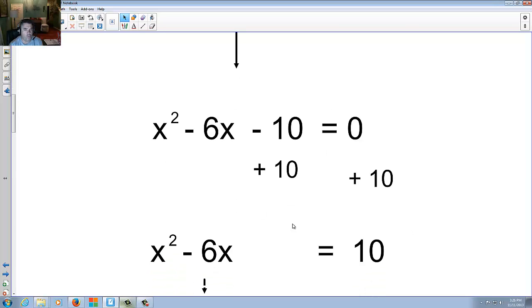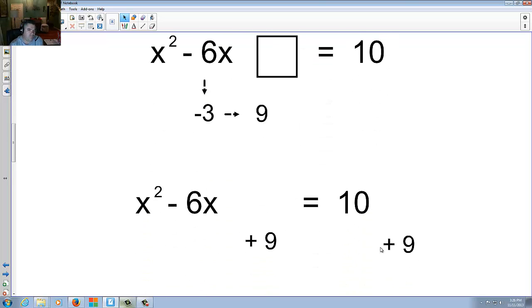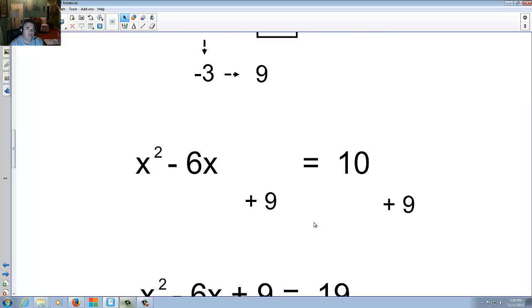So now I have an open space, x squared minus 6x plus something. We don't know what, but it's going to fill in right here. What do we do? Take this, divide by 2, which is negative 3, square negative 3 times negative 3, which makes positive 9. Positive 9 here, positive 9 here. You might say, wait, that's 19. Don't worry about it. It's a weird number. So plus 9 plus 9.